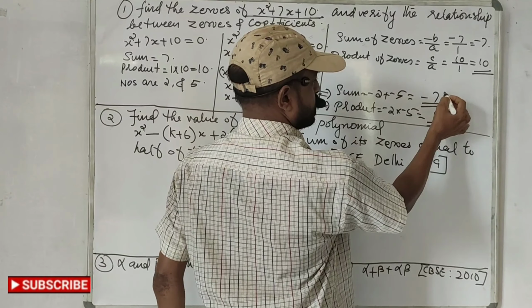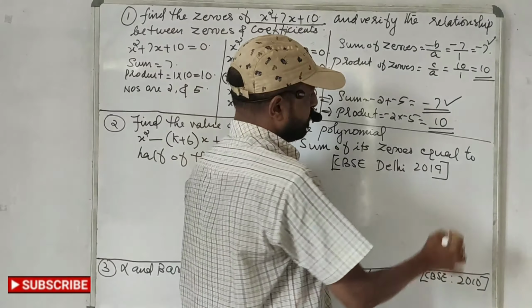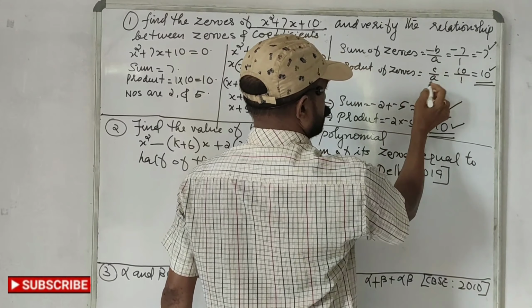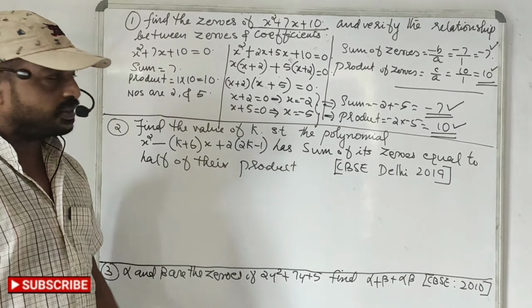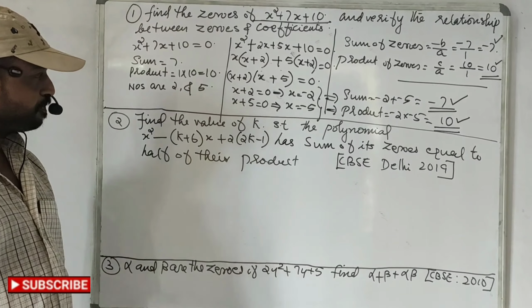So sum of the zeros is minus 7. Here also we have got the answer as minus 7. And what is the product of the zeros? It is plus 10. Here also product of the zeros is c by a, which is 10 by 1, that is 10. I think this problem is quite clear to you. Let us move to the second problem.